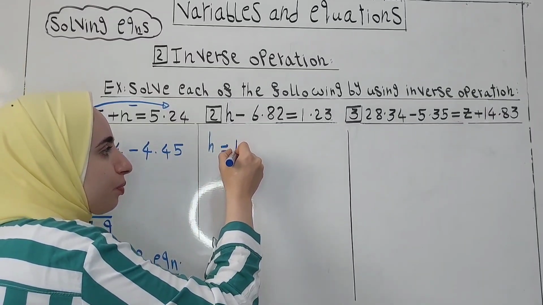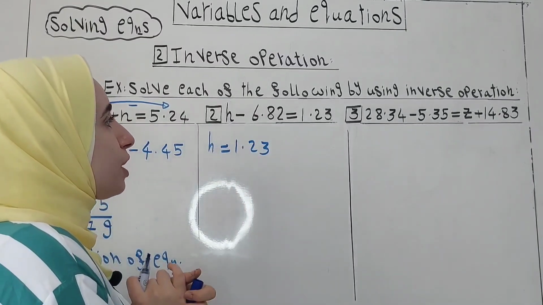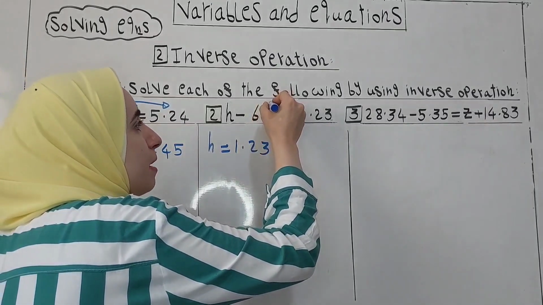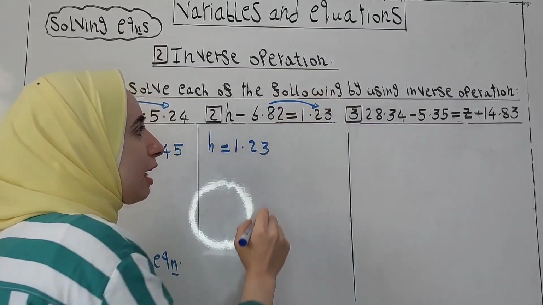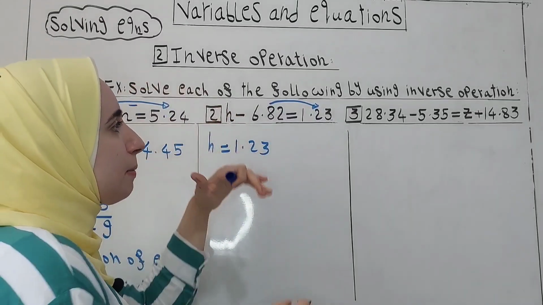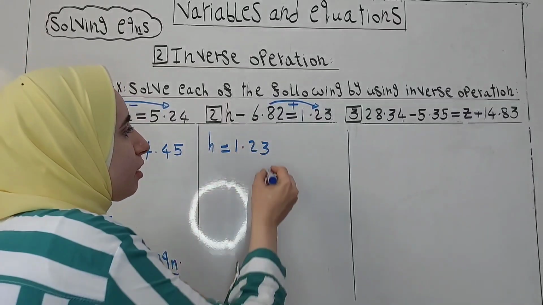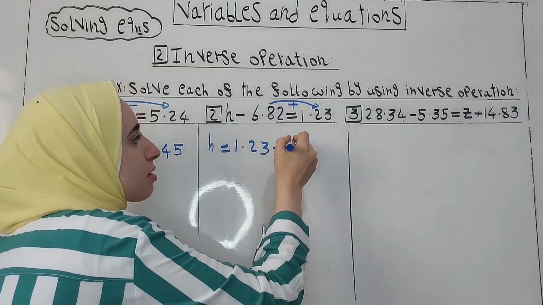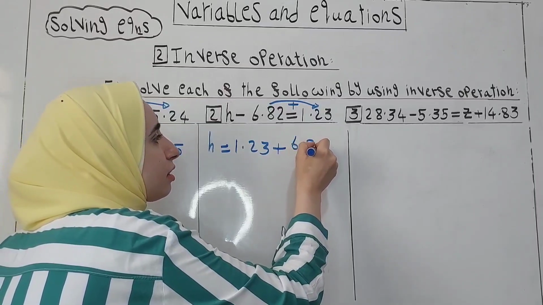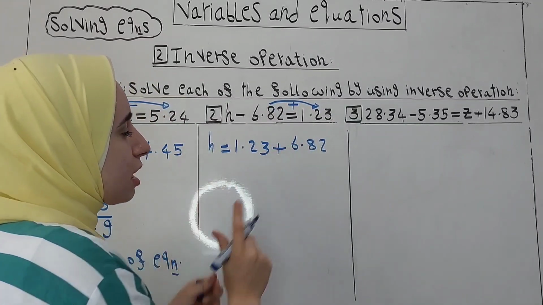So we write 1.23. Now we need to transpose this number to the opposite side by the opposite sign. Here it is negative, it will be positive. So we write plus 6.82. Now we need to get the sum.